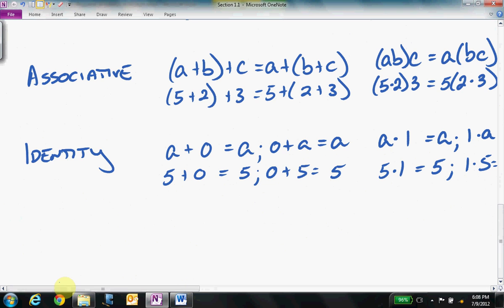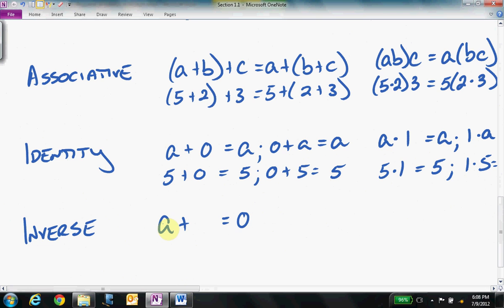The next property is called inverse. The inverse property with addition is, what can I add to some value A to not end up with itself like we had in identity, but to end up with 0? So something I have to add to A that is going to give me 0.